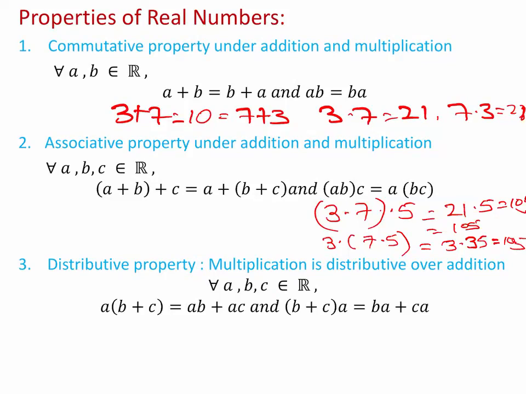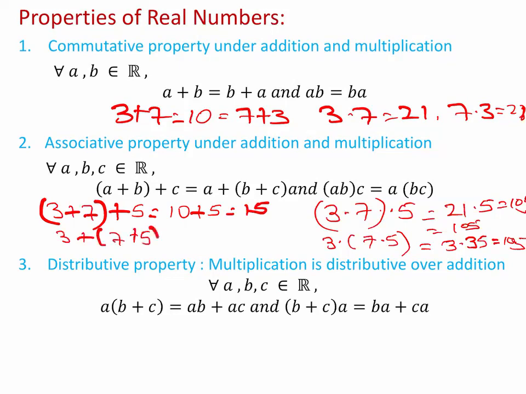So you can also do the same for addition. 3 plus 7, if you add them first and then add 5, that would be 10 plus 5, that is 15. And if you add 7 plus 5 first and then add 3 to it, it would be 3 plus 12, that is 15.